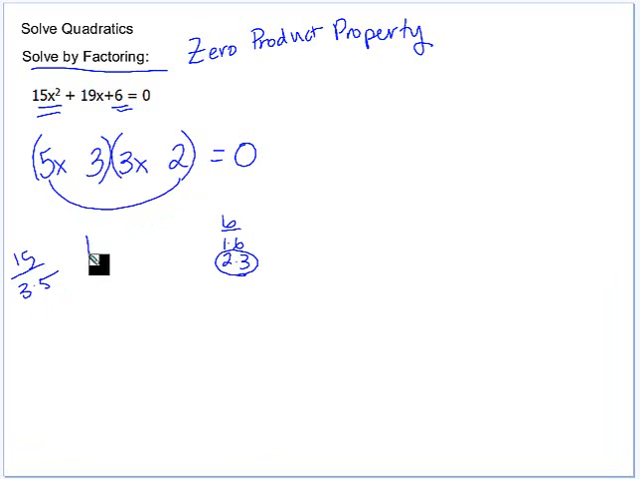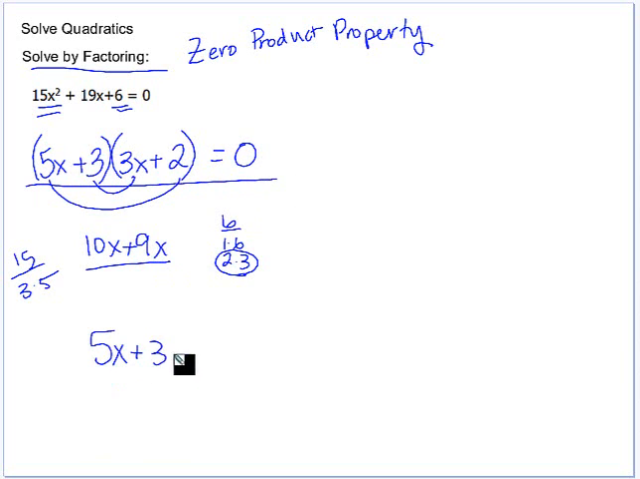Check outside, this gives us 10x. Check inside, this gives us 9x. When we add those two, those certainly give us 19x. So here we factored it. Next up is the solving part. To solve it, we make each individual factor equal to 0. So 5x plus 3 equals 0, and 3x plus 2 equals 0.